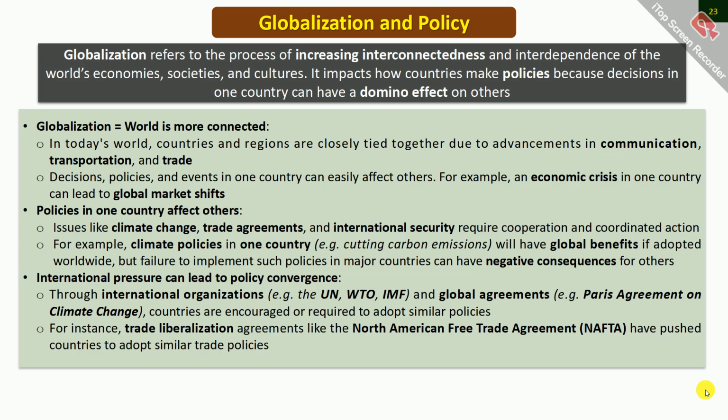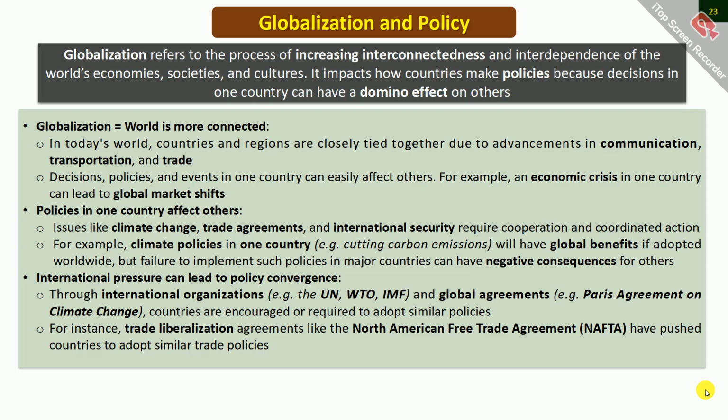For example, climate policies in one country will have global benefits if adopted worldwide, but failure to implement such policies in major countries can have negative consequences for the rest of the world. International pressure can lead to policy convergence.